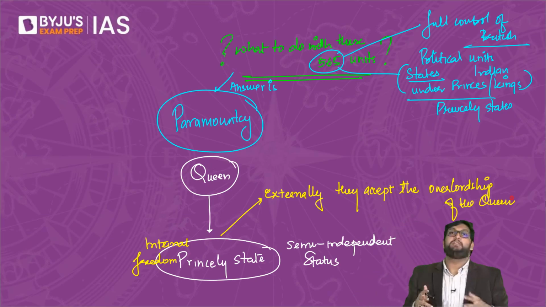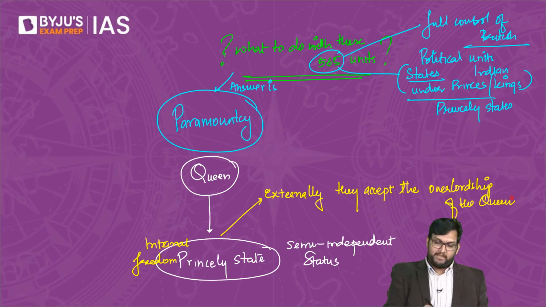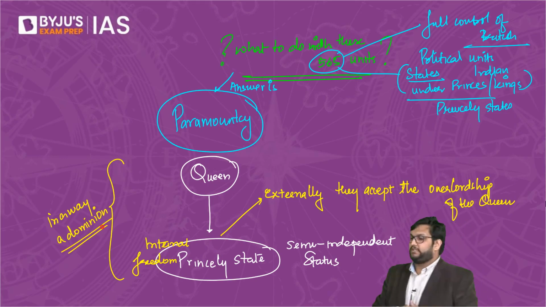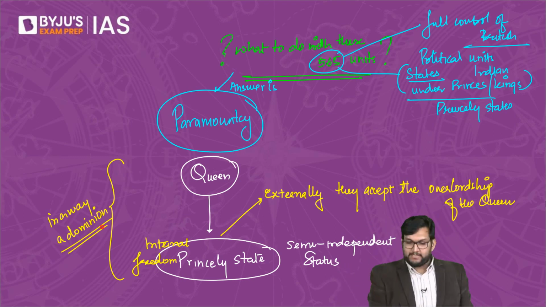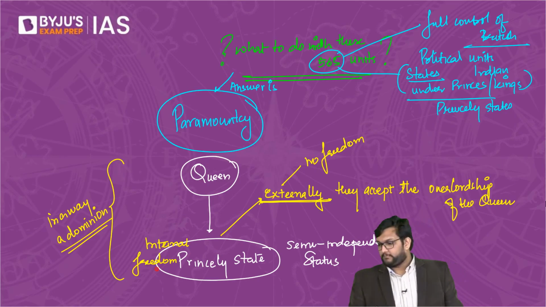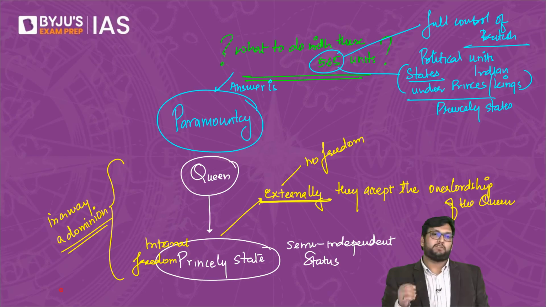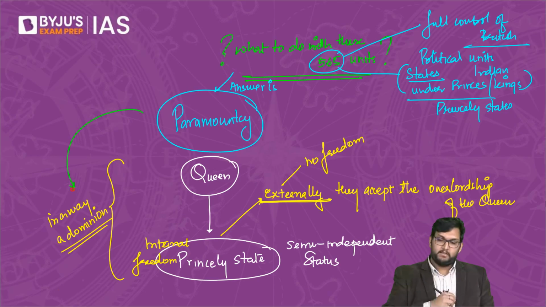In a way, like a dominion. Very good. In a way, a dominion. Now, very simply, externally they have no freedom, and internally they have freedom. And this is basically the concept of paramountcy.